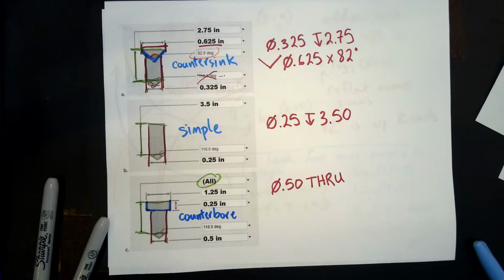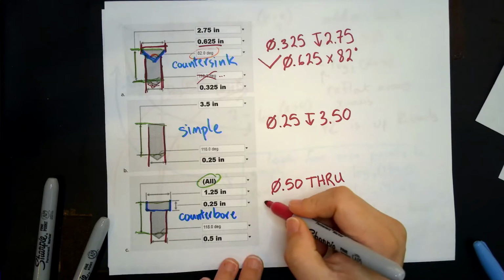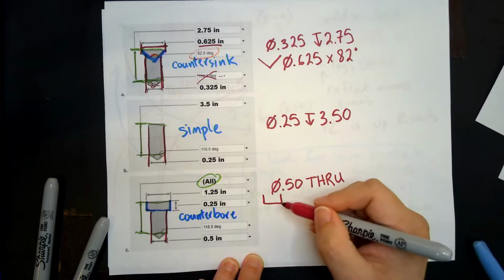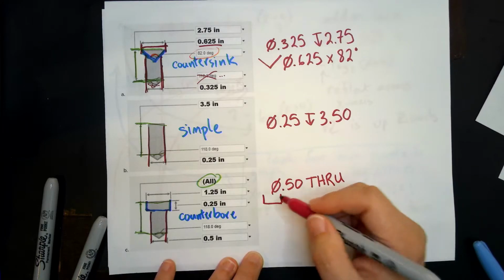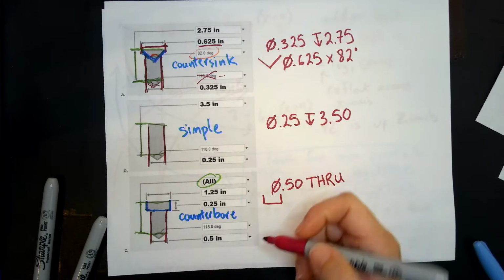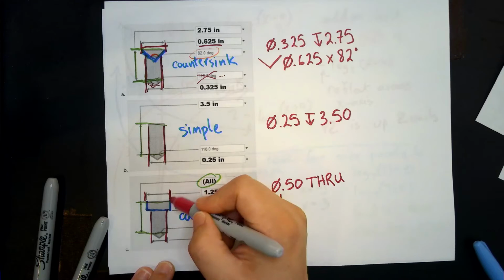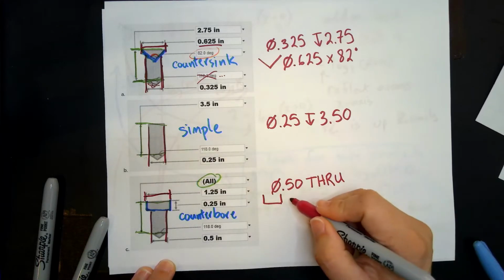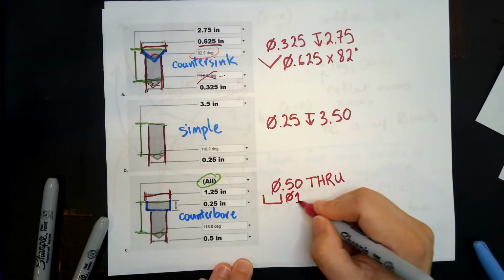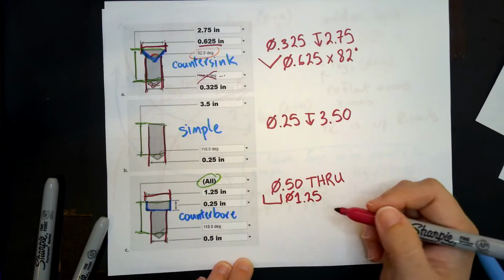So how do we notate this special feature? Well, first we got to make the symbol. That means counterbore. That'll tell whoever's looking at that that's a counterbore. And the counterbore, we're going to have 2 pieces of information. We're going to start with the diameter. And that's this top diameter across the widest part of a counterbore. And that is a 1.25 inch counterbore, 1.25.